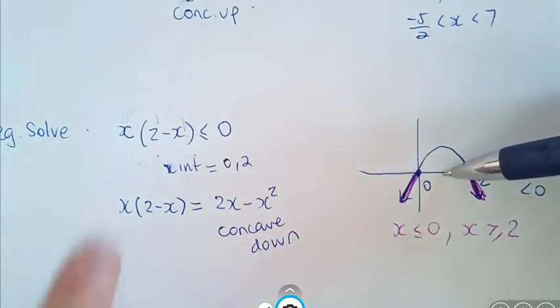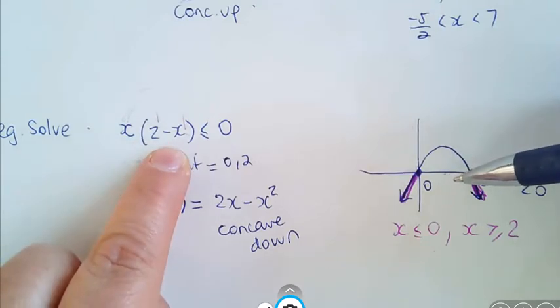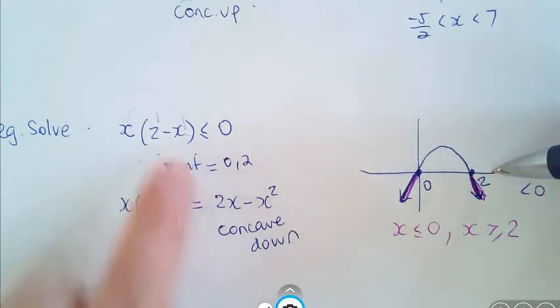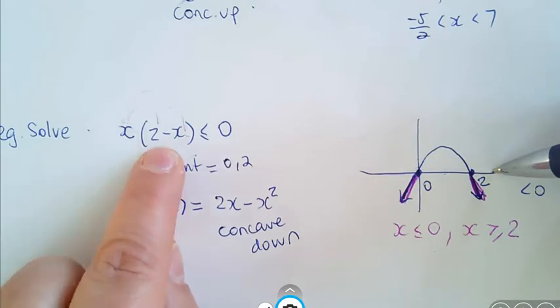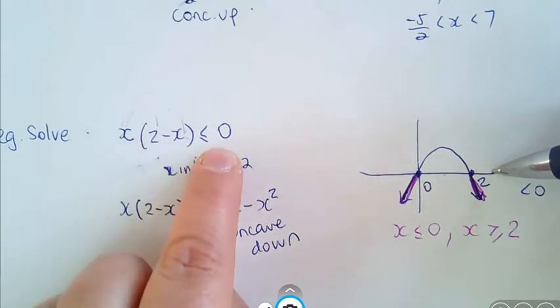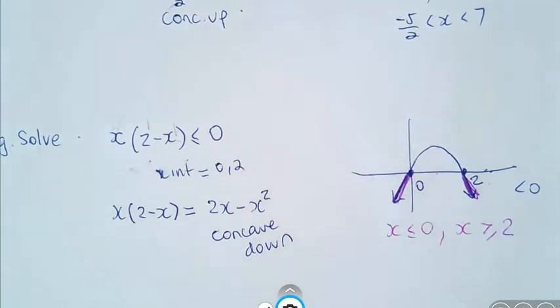If I substitute x is 1 into there, I get 1 times 2 is 2. 2 is not less than or equal to 0, so the solution is definitely not in here. And if I substitute x is 3, I get 3 times -1, and that's -3, which is less than 0. Yes, the solution is for these x values on either side. So you could check it by substitution. But if you know how to draw it and you know how to read above and below the axis, you don't have to check anything. Okay?